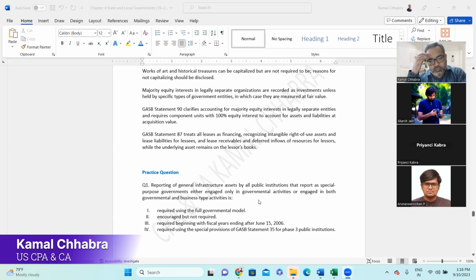Sir, it will be the full governmental model. Why? Why they need to follow full governmental but not, like, it's not mandatory? Why is it mandatory? Why is it not recommendatory?